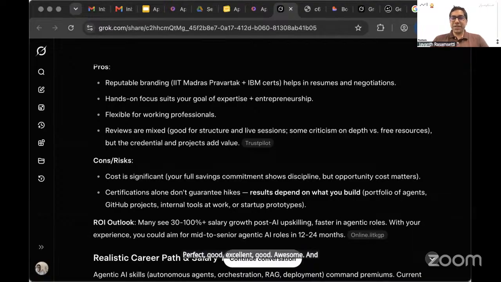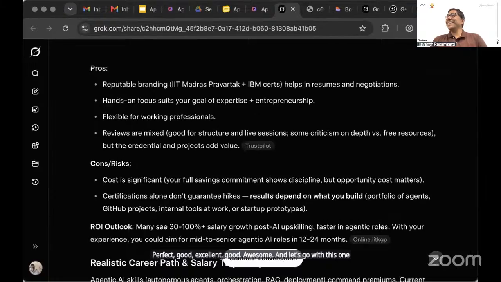And let's go with your this one. Why invest in AI tools and agents now, not later?